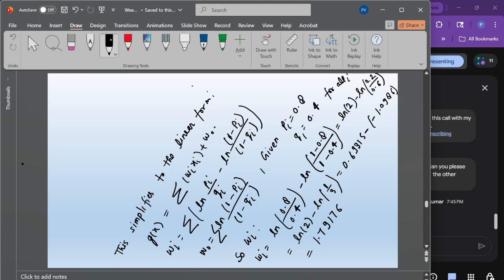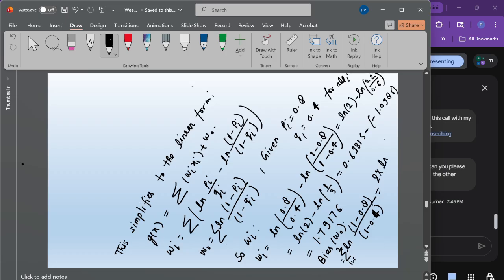So we will calculate for the bias here, that is omega naught. So here two classes are there, and for both classes the given values are all equal. So summation i equal to 1 to 2 of ln of 1 minus pi, 1 minus 0.8, and 1 minus 0.4. Okay, so here for two classes it will be the same, so we can directly multiply it.